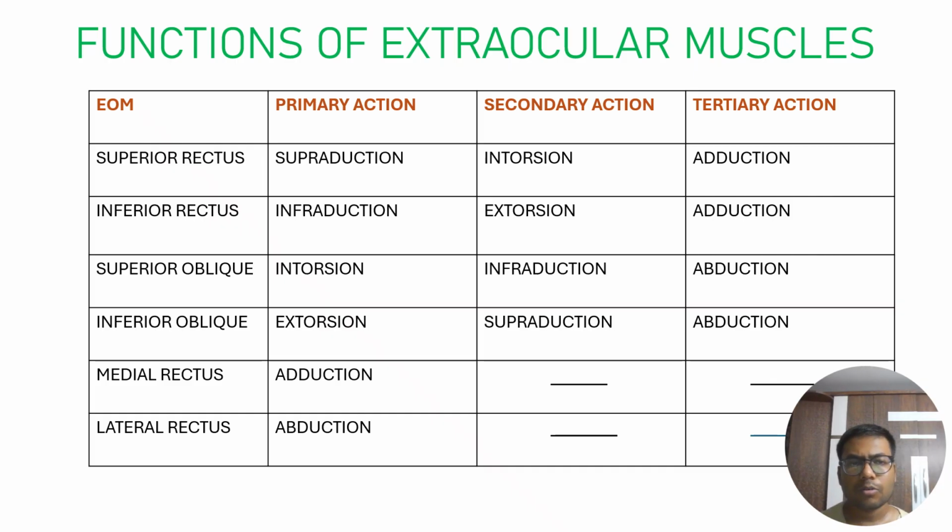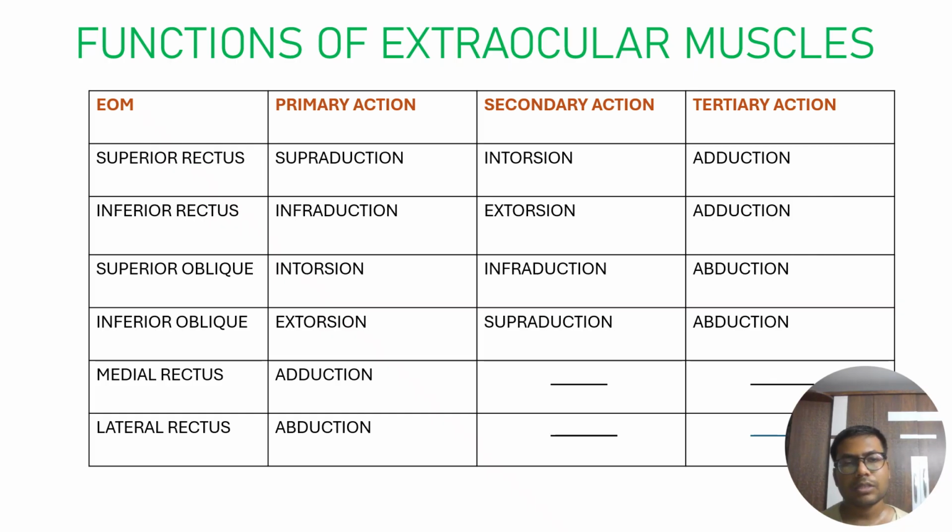In the rectus, we know superior and inferior rectus. The primary function is supraduction and infraduction, that is upward movement of the eyes and downward movement of the eyes. The tertiary and secondary functions are intorsion and extorsion, respectively, for superior and inferior rectus. For the tertiary function, we need to remember one mnemonic, RAD, that is, recti are adductors. So superior and inferior rectus cause adduction.